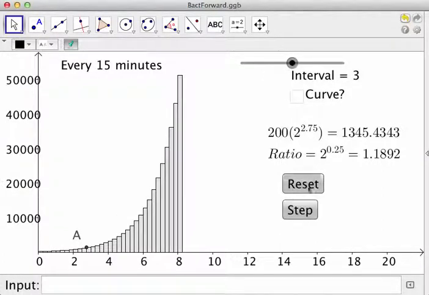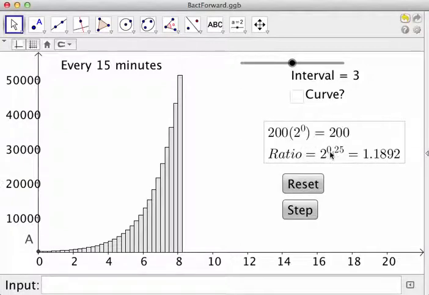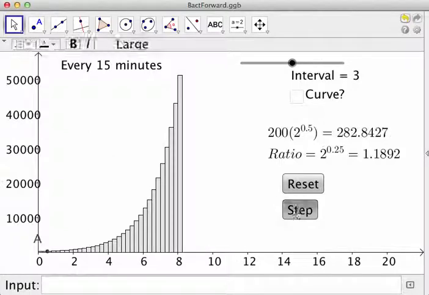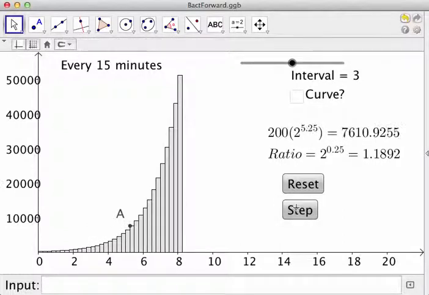Again, twice as many bars. And now our ratio is not 2 to the 0.5, but 2 to the 0.25, because 15 minutes is equal to 0.25 hours. The exponent, again, is counting the number of hours that have passed since 0 hour. So as we step up now, our ratio is equal to not the square root of 2, but the fourth root of 2, 2 to the 0.25, which is approximately equal to 1.189. So now as we go up, we're going up with each step much less rapidly, because each step represents only 15 minutes worth of growth rather than 60 minutes worth of growth.